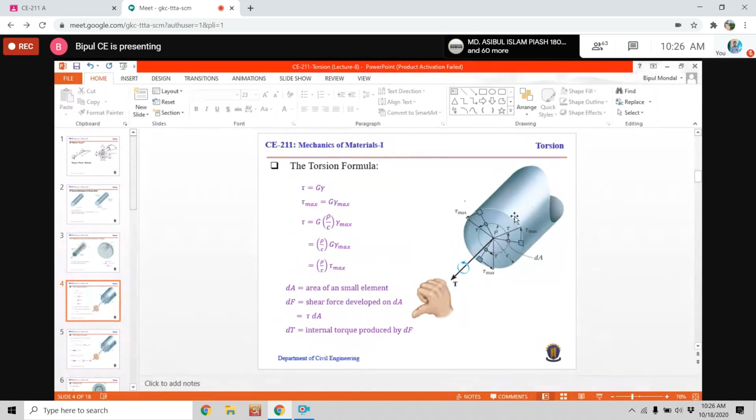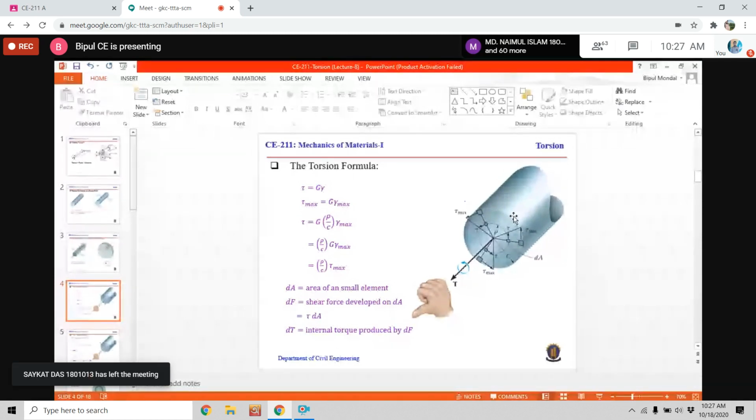This is a solid circular shaft, and this shaft is subjected to torque. If the value of this torque is limited to the linear properties of the material, or we can say the material is elastic. Elastic material means the stress and strain are proportional. That means if we increase strain, the stress will be bigger.